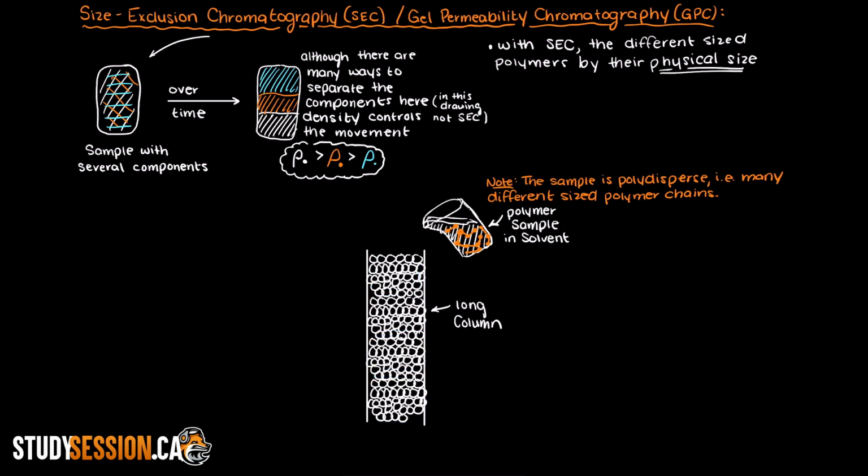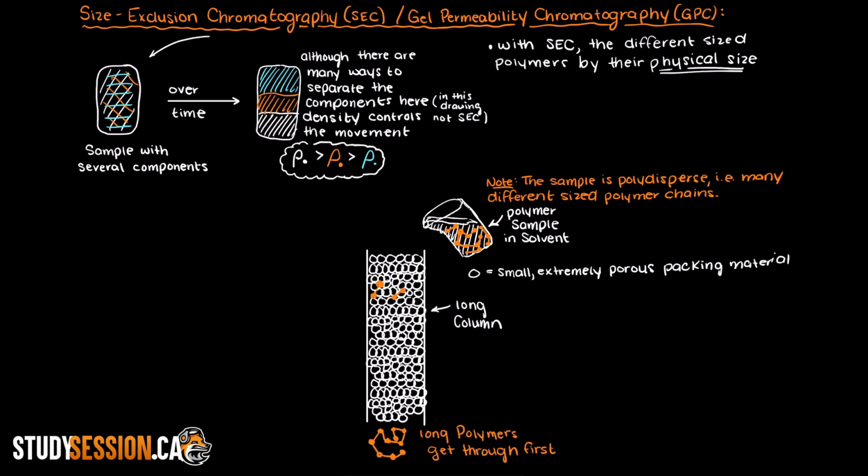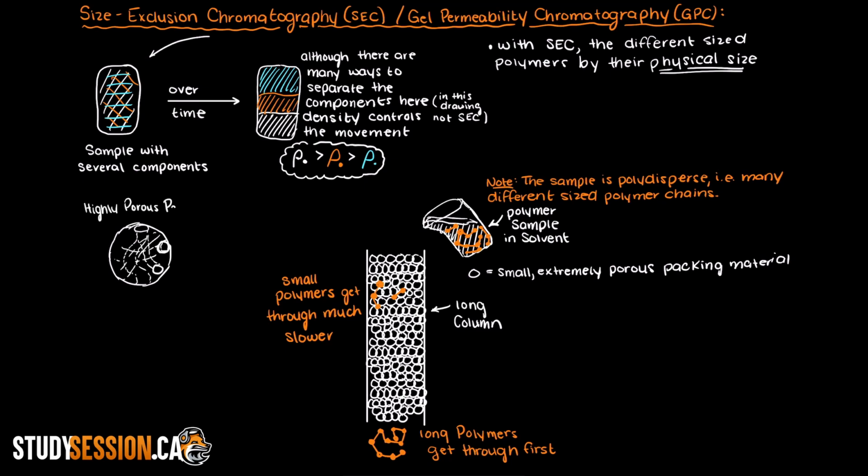Well, to do this, we need to understand what is going on in our long column here. This column is packed with a material that is small and extremely porous. The idea here is that our small polymers will get trapped and spend a much longer time navigating their way through the column, as their path is extremely long compared to that of a larger polymer which cannot enter the highly porous packing material. This diagram that I drew here should make it clear to you why smaller polymers have a much longer travel path than larger polymers.